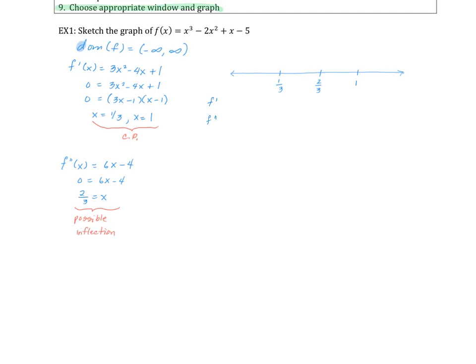I need some test points. Maybe from negative infinity to 1/3 I should look at 0. From 1/3 to 2/3, maybe 1/2 is between both of those. From 2/3 to 1, maybe 3/4, and then from 1 to positive infinity I'll just put in 2.